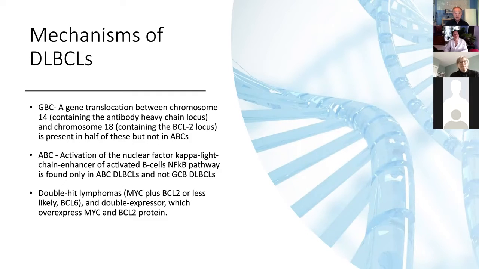So in the ABC subtype, which has a worse prognosis, it typically has activation of the NF-kB pathway. NF-kB is called the NF-kappa B pathway. And it's typically found in the ABC subtypes, but not always the GCB subtypes.